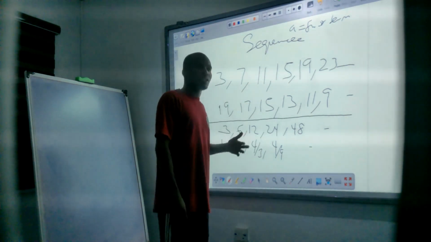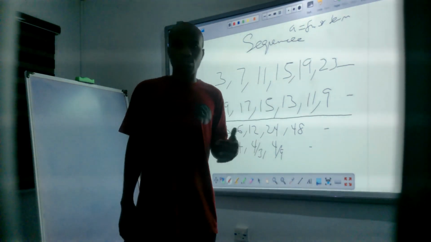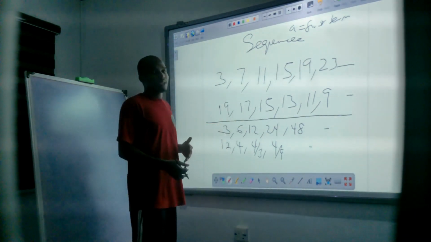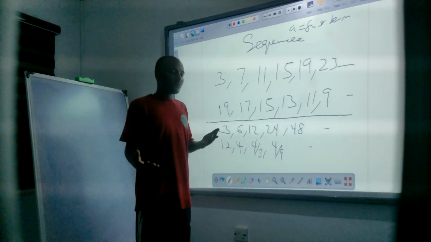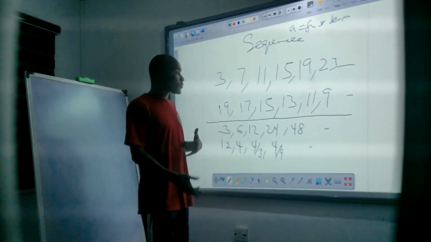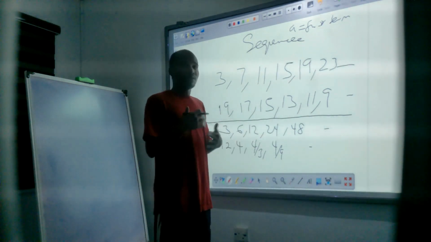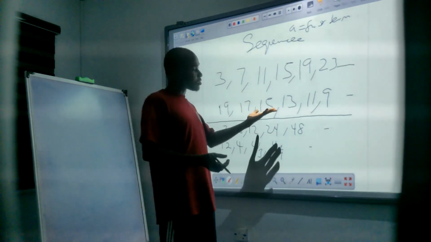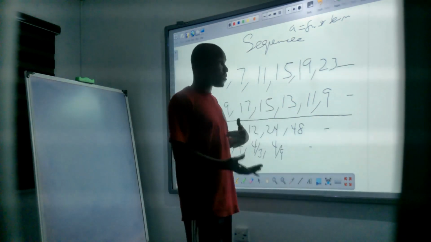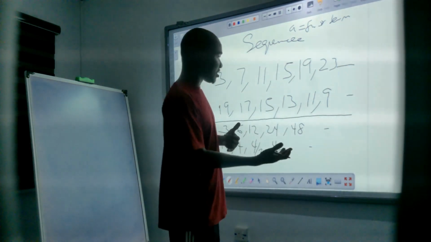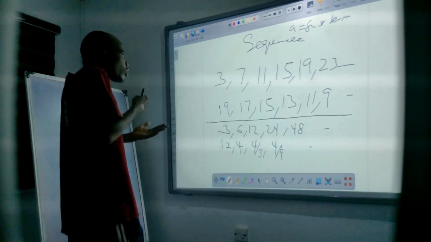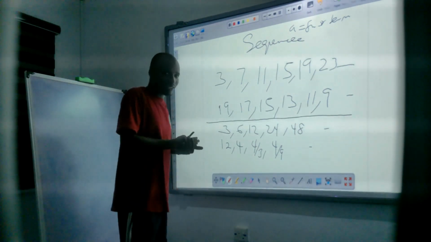If I add 4 to 7, it will give me 11, which is my third term. If I add 4 to 11, it will give me 15, and it continues that way. Another one is this: my first term here is 19. If I subtract 2 from 19, I will have 17. Subtract 2 from 17, 15, which is the third term. Subtract 2 from 15 to get the fourth term, that will be 13. Subtract 2 from the fourth term to get the fifth term, that will be 11. Subtract 2 from the fifth term to get the sixth term, that will be 9, and it continues that way.